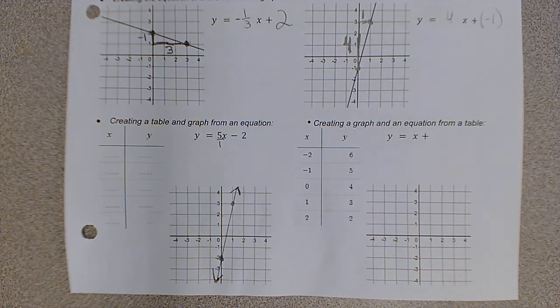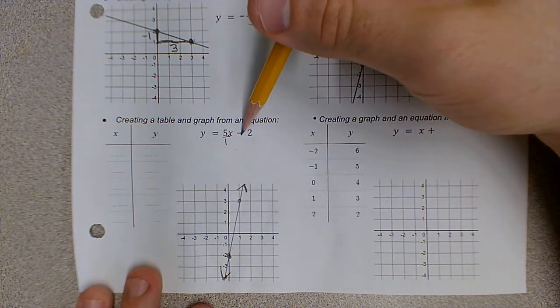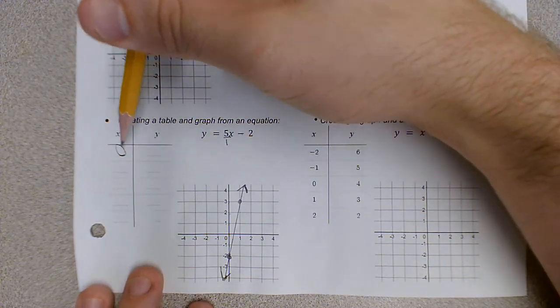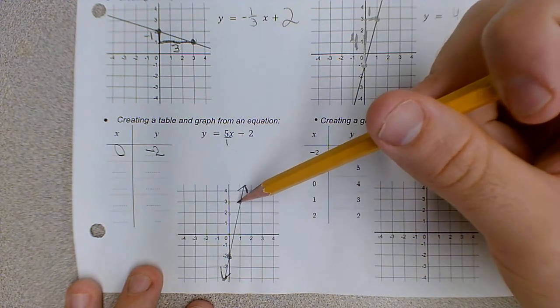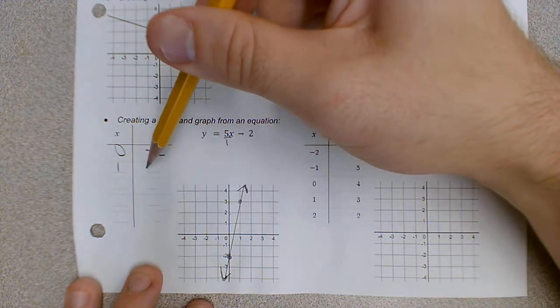Okay, so now that I have my graph, I can also do my table. My y-intercept is -2, so it's going to be 0, -2. I also have another point at 1, 3.